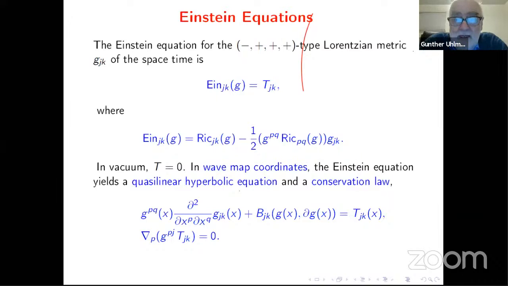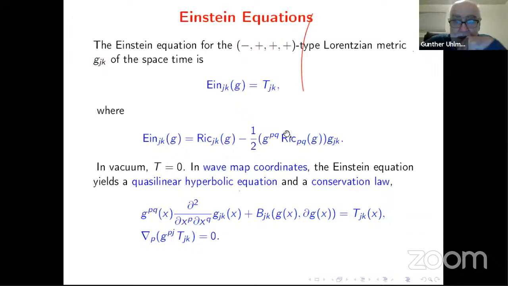Let me explain Einstein's equation. Of course, it's a much more complicated equation. These are a system on the metric tensor, nonlinear. And there are 10 equations here. It's very complicated. T denotes the stress-energy-momentum tensor. And this is the geometric part. The Einstein tensor consists of the Ricci curvature minus, there is summation on these indices, times the metric. This is the scalar curvature.